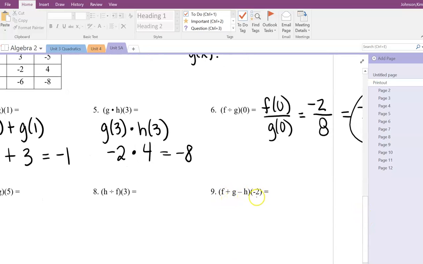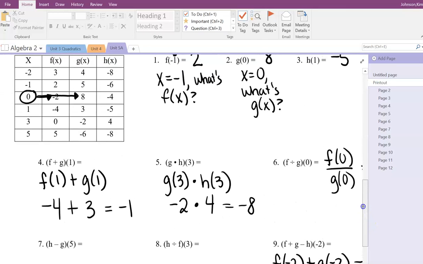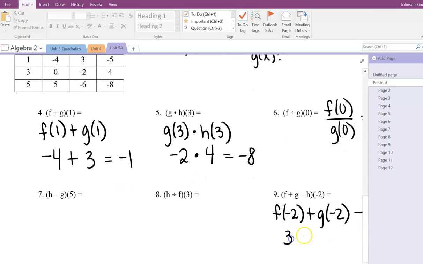F plus g minus h of -2, right? I'm just going to go ahead and split this up. So I'm going to make sure that each of these functions is being evaluated for -2. So this is going to be f of -2 plus g of -2 minus h of -2. And I'm going to split it up one piece at a time. So let's start with f of -2. So go to my table. X is -2 here. The output for f of -2 is 3. So I'm going to write 3 here.